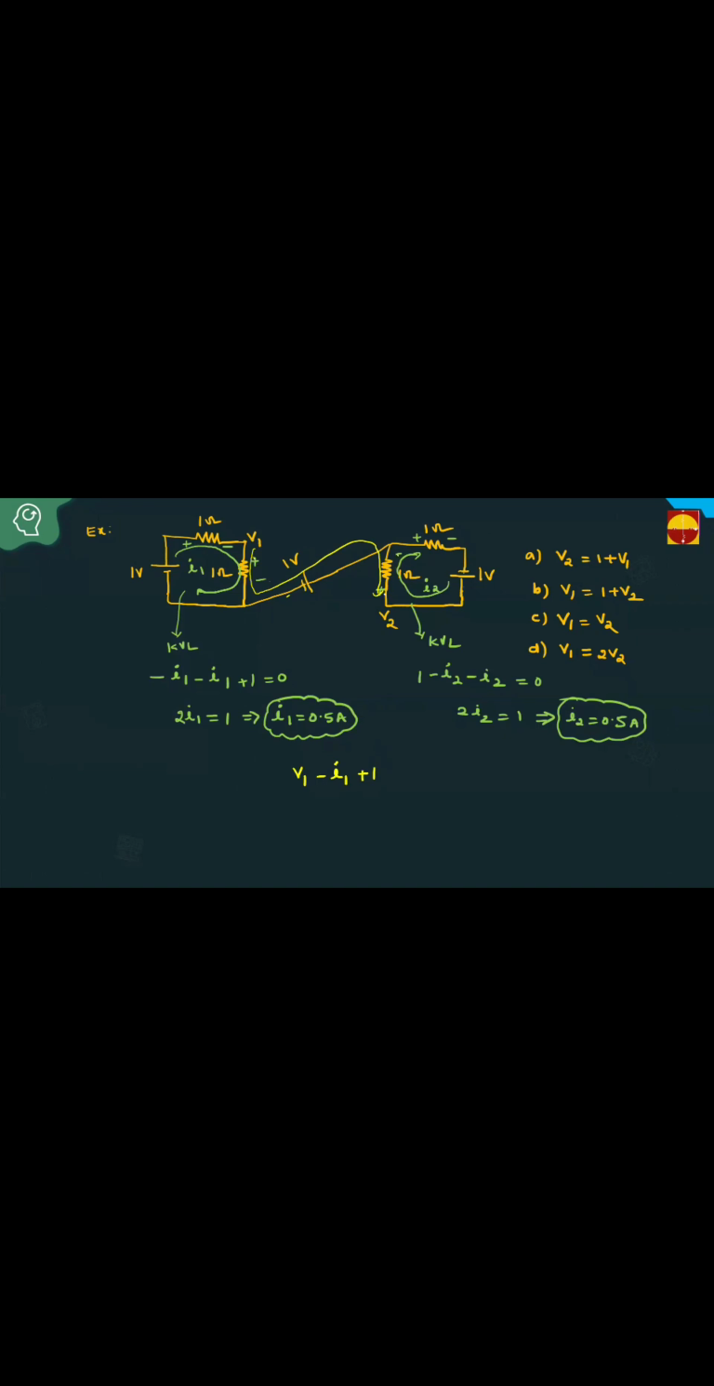Next, negative to positive. This is negative, this is positive, with the polarity we already gave. Negative to positive, plus I2. I2 into 1, I2 is equal to V2. So V1 minus 0.5 plus 1 plus 0.5 equals V2. I1 and I2 are already calculated: I1 is 0.5, I2 is also 0.5. Minus 0.5 plus 0.5 cancel. What is V2 equal to? This is V1, this is 1. V2 equals 1 plus V1. That is, option A is the right answer.